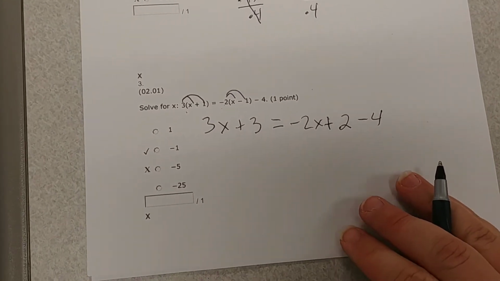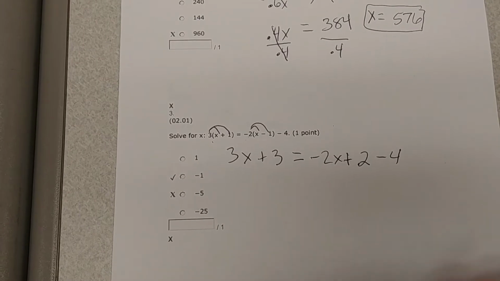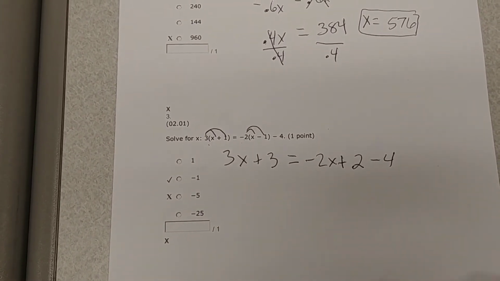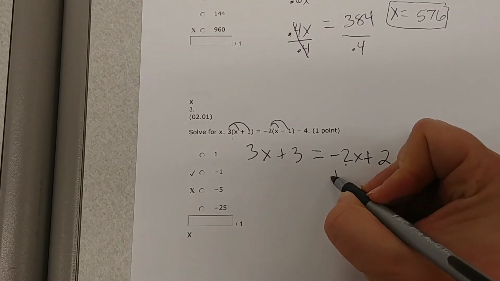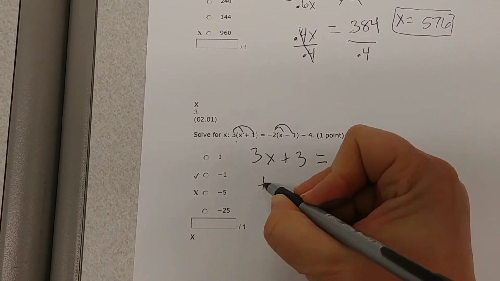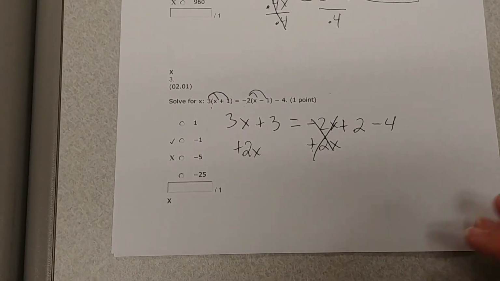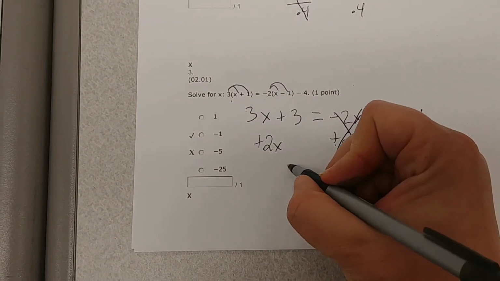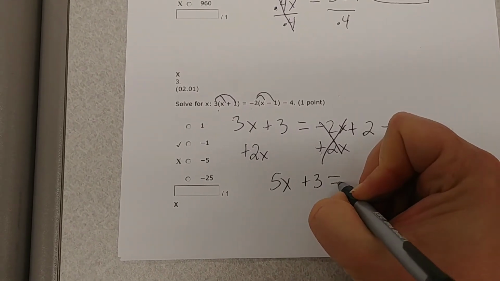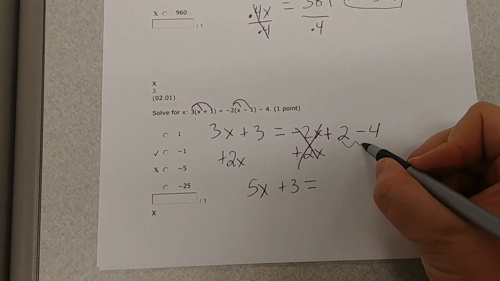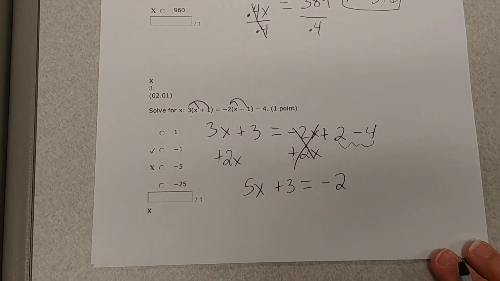Looking at this, again, I see I have an x on both sides, so I'm going to have to move one of them. The easiest looks like this negative 2x. So I'm going to add it to both sides, and that gets rid of that problem. And then I've got 3 plus 2, that's a total of 5 x's, and then I have plus 3 equals. I'm going to combine these two right now. So 2 minus 4, that's going to give me a negative 2.